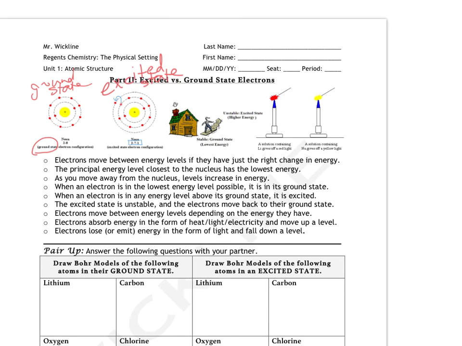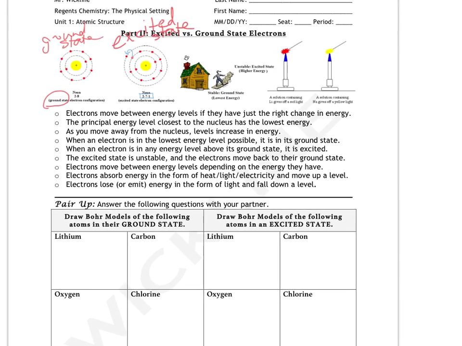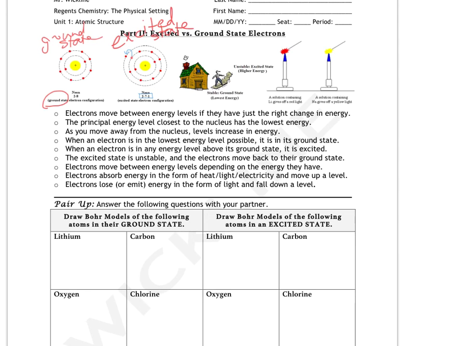So here are some things that you're going to need to know for this entire process. Electrons move between energy levels if they have just the right change in energy. So not every amount of energy is going to work. The principal energy level closest to the nucleus has the lowest energy, and as you move away from the nucleus, levels increase in energy. When an electron is in the lowest level possible, we consider that ground state. When an electron is in any level above ground state, we consider it excited. The excited state is unstable, and the electrons move back to their ground state. That's considered natural as well.